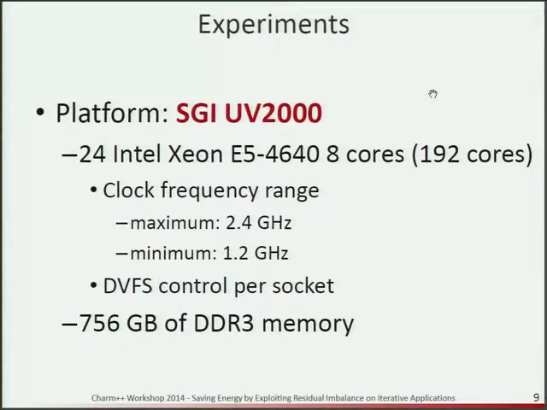For the experiments that we did with this module, we used an SGI UV2000 machine that has 24 sockets. These are Sandy Bridge sockets, if I'm not wrong. Each socket has 8 cores, for a total of 192 cores. This is a shared memory machine. Each socket is a NUMA node, okay? And the clock frequency that we have here can vary between 2.4 and 1.2 gigahertz. And again, dynamic voltage and frequency scaling is done by socket.